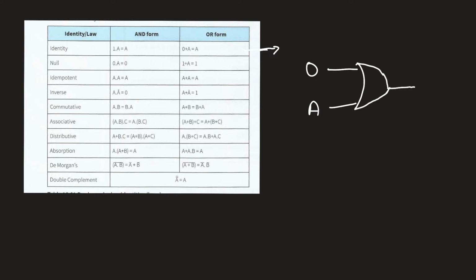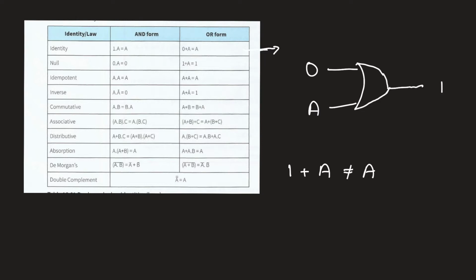Now this is the identity law, but in this case, if we had 1 plus a, 1 plus a would not give us a. That is not the identity law. This is important to remember: for the AND gate, we have 1 dot a is equal to a, and for the OR gate, 0 plus a is equal to a. The logic is pretty simple, but it's worth remembering this point.